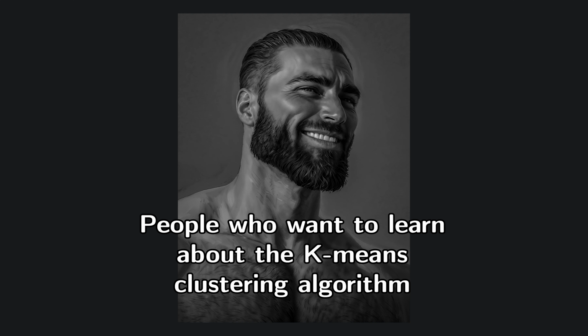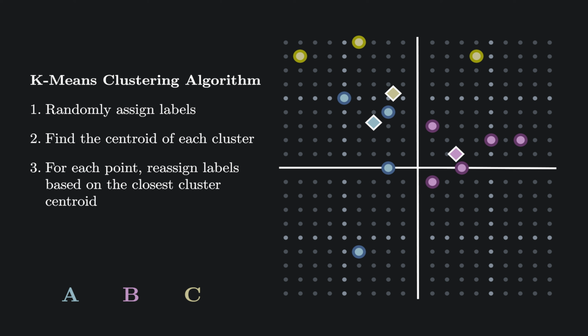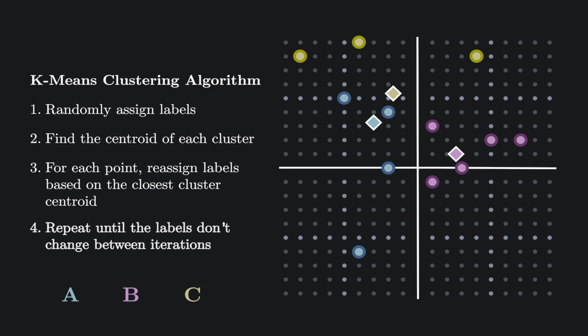The purpose of the k-means clustering algorithm is to identify structure in a dataset, grouping data points into k-many clusters where k is chosen in advance. More specifically, the algorithm is defined as follows. Given a collection of data points, first, randomly assign cluster labels to each data point. Second, calculate the centroid of each cluster. Third, reassign cluster labels for each point based on the closest cluster centroid. And then fourth, repeat from step 2 until the labels don't change between iterations.